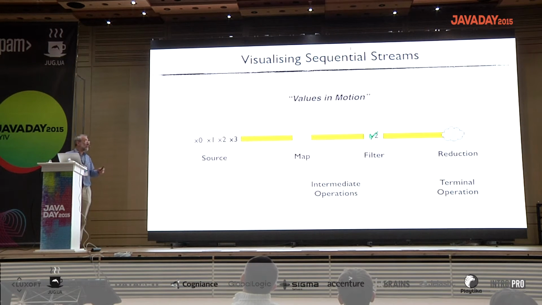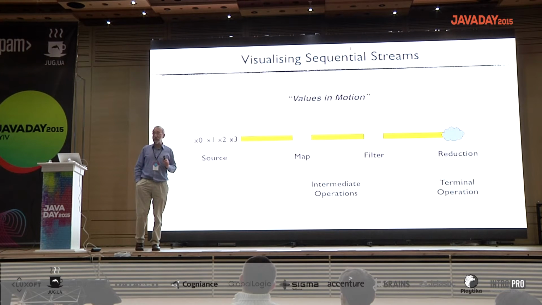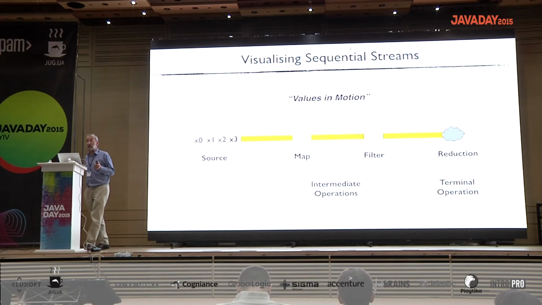So there are many kinds of intermediate operations besides map and filter, and there's a huge collection of reduction operations. I talked a little bit about those yesterday. I'll talk a bit more about them today. But it's in these operations, the intermediate and the terminal operations, that a lot of the interest of the Stream API resides.